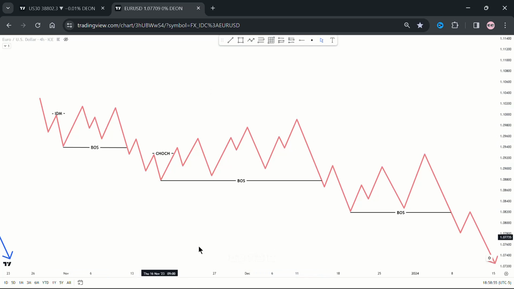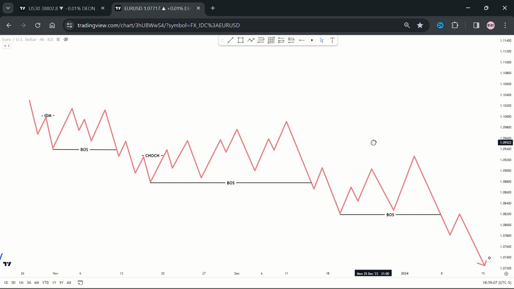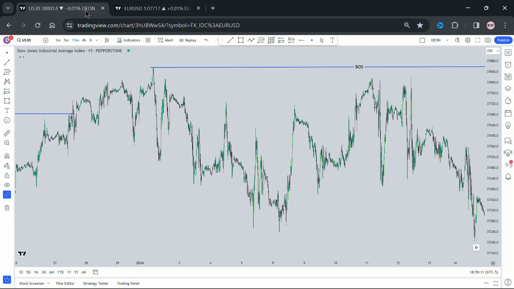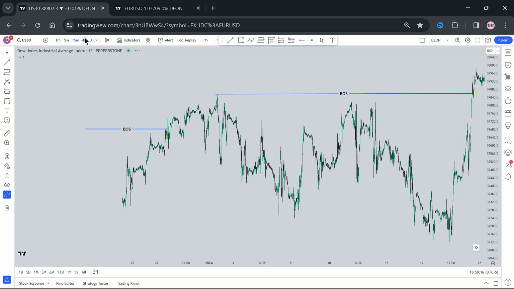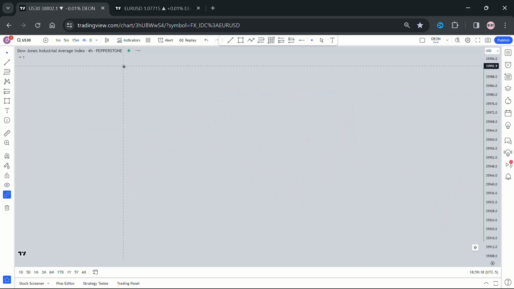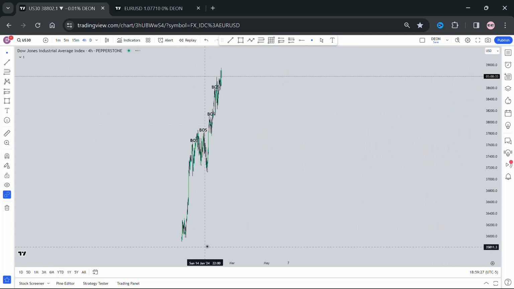I really hope people are going to understand this. This is going to be very helpful for you if you just pay attention. So that's how you can find your bias. Let me just give you a scenario. Let's go to the 4-hour chart. That's the 4-hour chart right there.